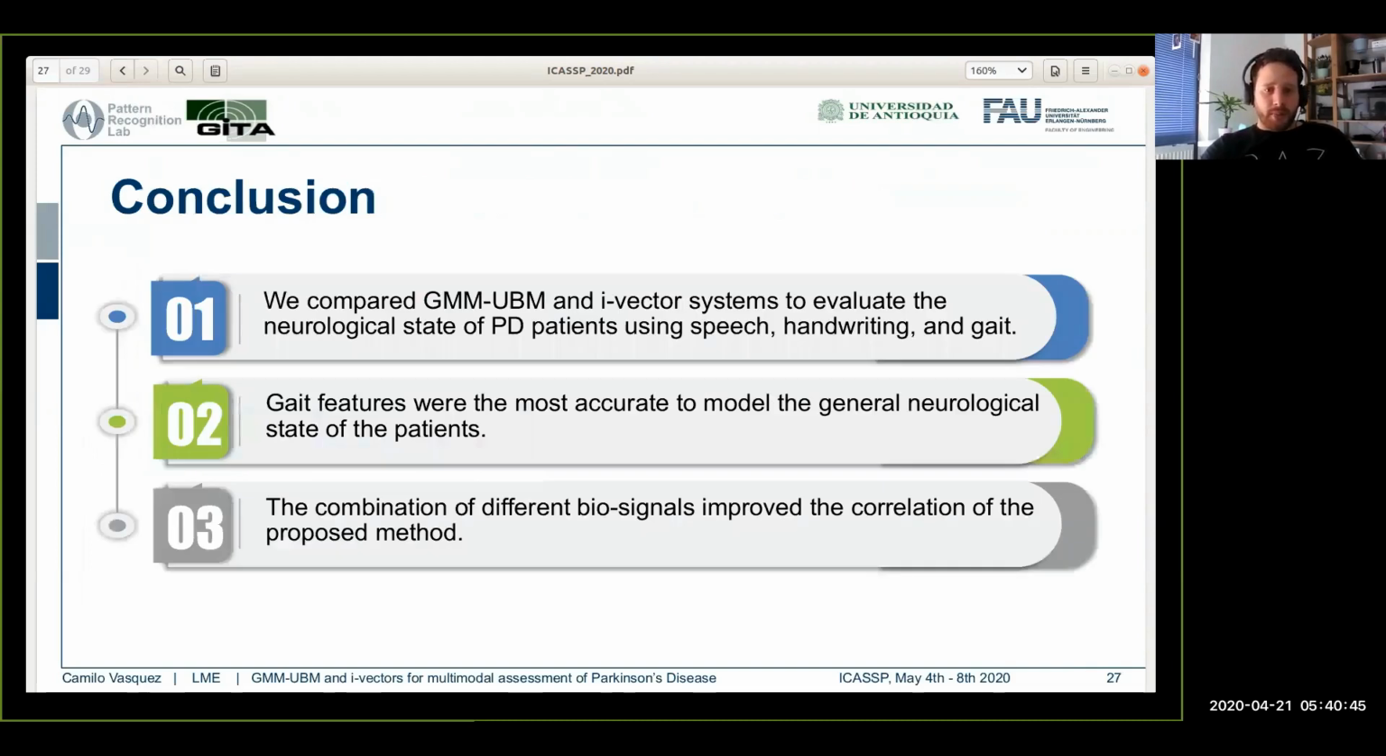Now, to conclude, the present study compared user models based on GMM-UBM and i-vectors to evaluate the neurological state of the patients using information from speech, handwriting, and gait. Different features were extracted from each biosignal, and gait features showed to be the most accurate to model the general neurological state of the patient. However, the combination of the different biosignals improved the correlation of the proposed method.